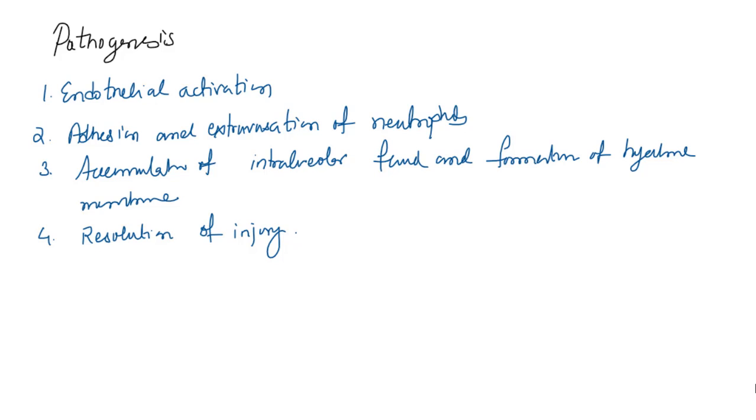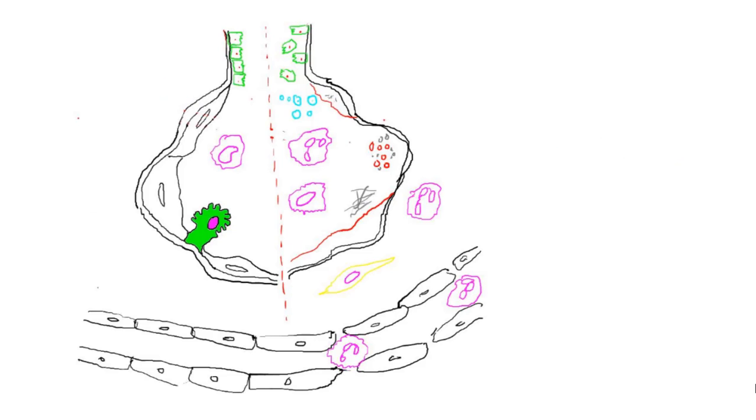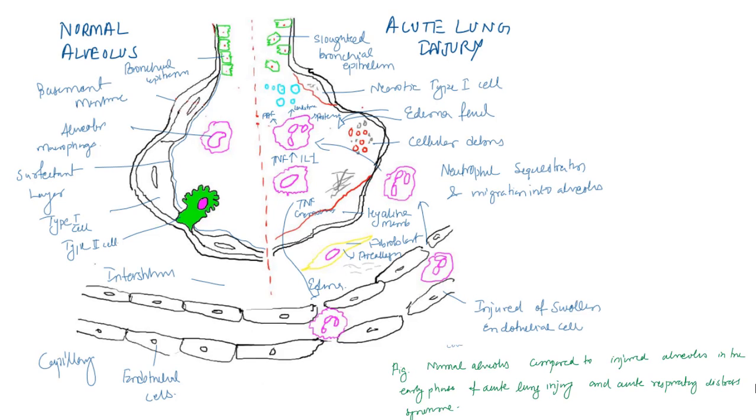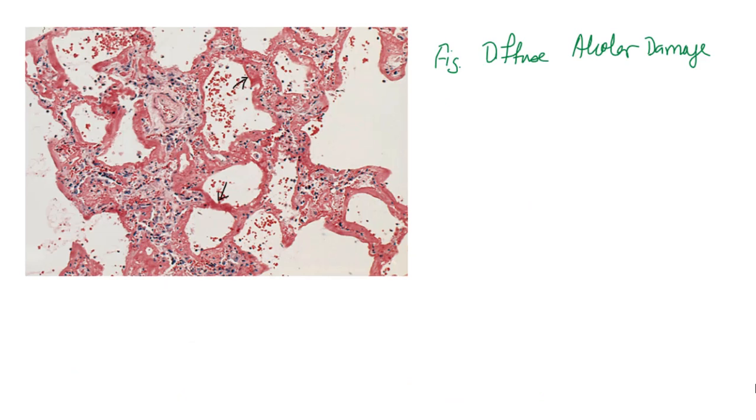Pathogenesis: endothelial activation, then adhesion and extravasation of neutrophils, then accumulation of intra-alveolar fluid and formation of hyaline membrane, then resolution of injury. Normal alveolus compared to injured alveolus in early phase of acute lung injury and acute respiratory distress syndrome. Diffuse alveolar damage.